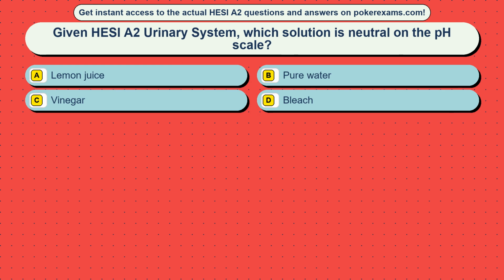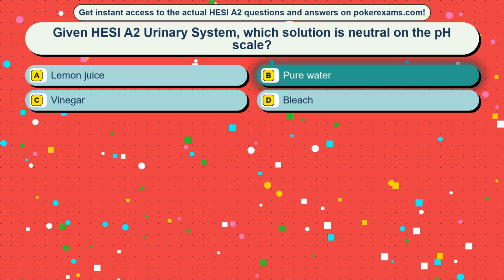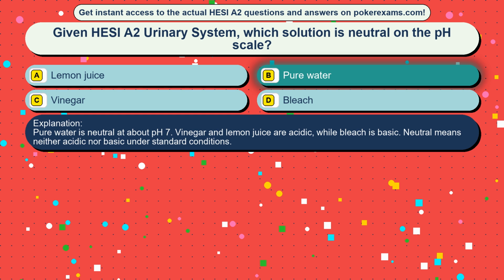Question 48. Given HESI A2 urinary system, which solution is neutral on the pH scale? Option A, lemon juice. Option B, pure water. Option C, vinegar. Option D, bleach. The correct answer is option B, pure water. Pure water is neutral at about pH 7. Vinegar and lemon juice are acidic, while bleach is basic. Neutral means neither acidic nor basic under standard conditions.